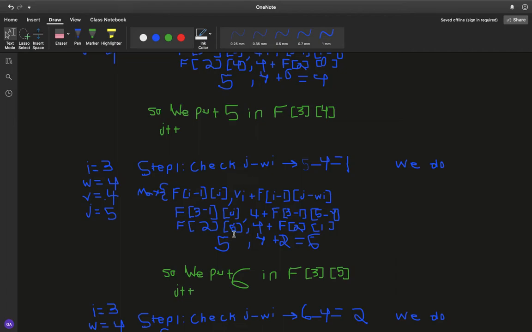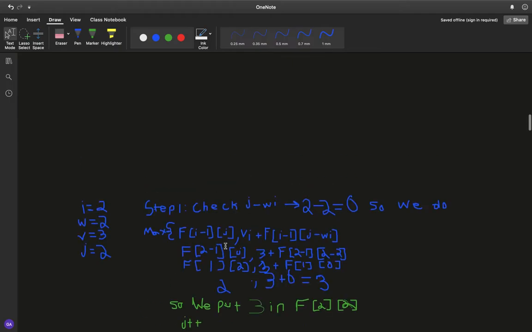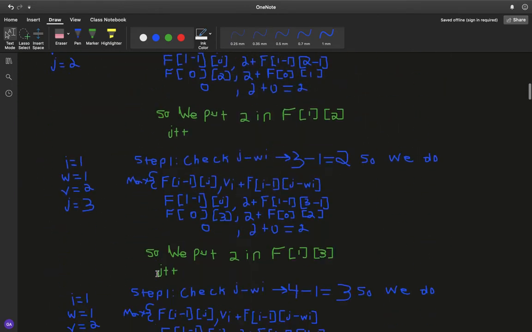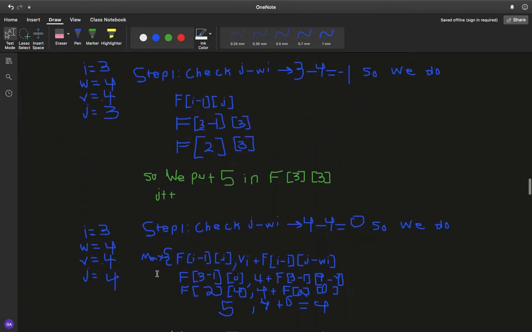The only thing that changes here is the 5. Everything else stays the same. 5 minus 4 is 1. So we do f sub 2 of 5 and f sub 2 of 1. We bring this 4 all the way down. So f sub 2 of, we can check that real quick. F sub 2 of 4 is 5. So we put this 5 here.